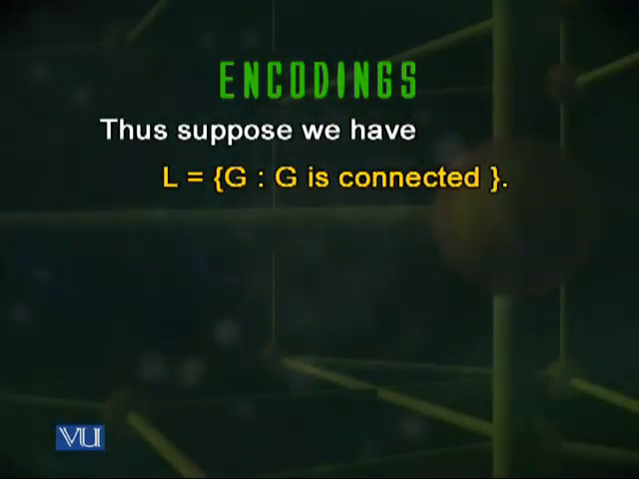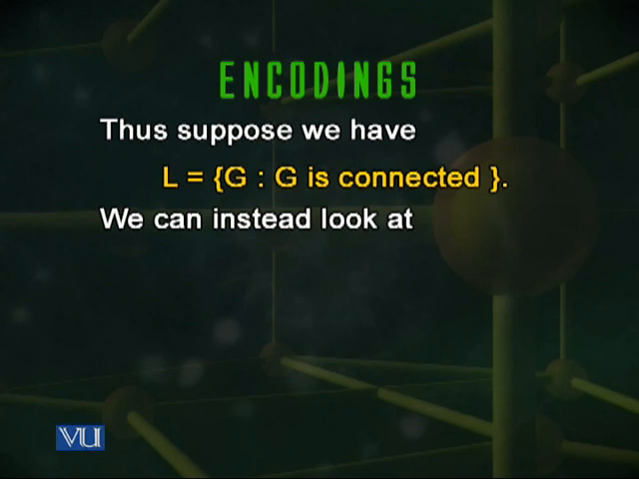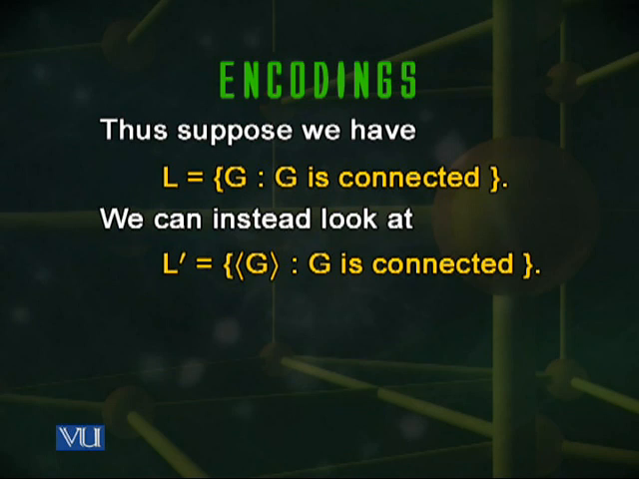Suppose we define L to be the set of all graphs G such that G is a connected graph. Well, we can instead look at the computational problem L prime, which is the set of all encodings of graphs which are connected. And now we can ask whether we can make a Turing machine that recognizes this language L prime. What I have told you about encodings should not be surprising to you at all.